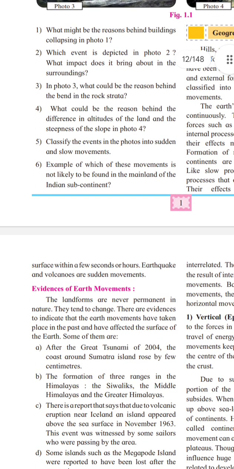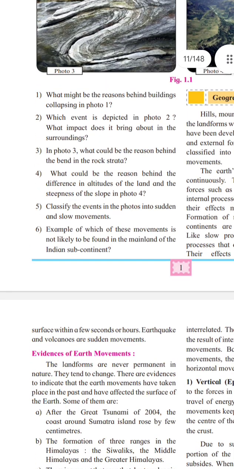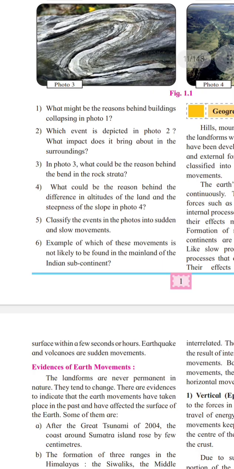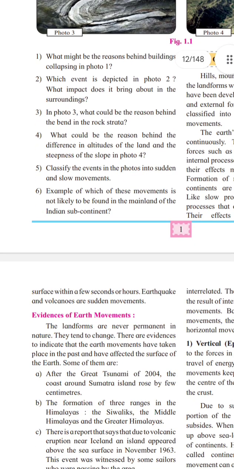Our third question is, in photo 3, what could be the reason behind the bend in rock strata? The main thing is compressional forces. The rock layers are bent because of compressional forces acting inside the earth. When rocks are pushed towards each other for a very long time, they bend instead of breaking. This process is called folding. You have seen fold mountains also.